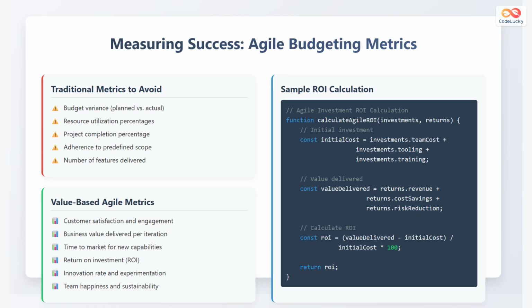First, calculate the initial cost by adding up the team costs, tooling, and training investments. Next, determine the value delivered by adding up the revenue, cost savings, and risk reduction. Finally, the return on investment is calculated by subtracting the initial cost from the value delivered, dividing by the initial cost, and multiplying by 100.